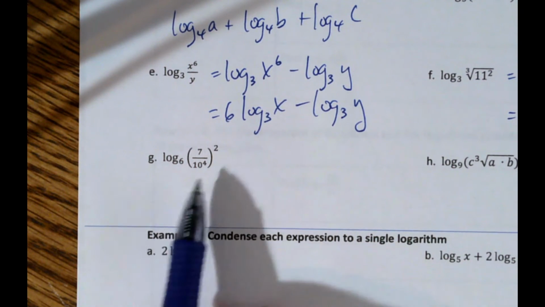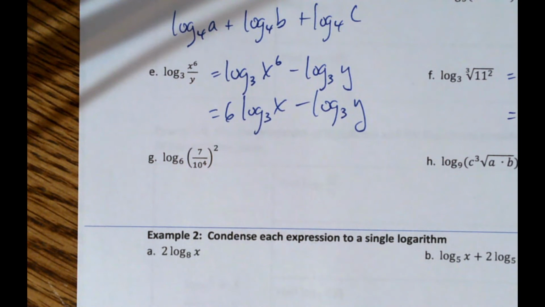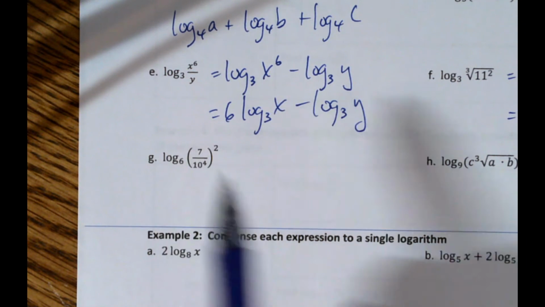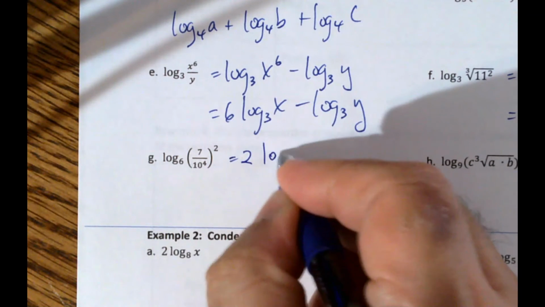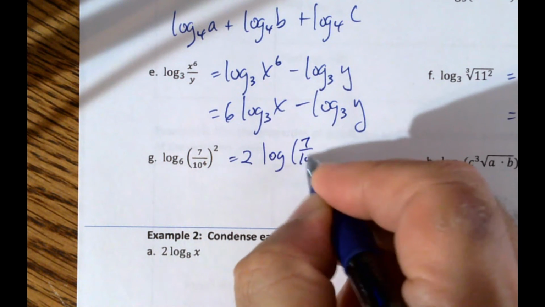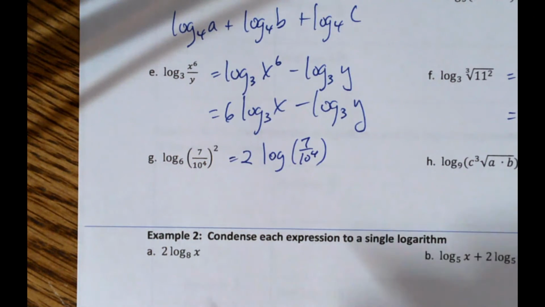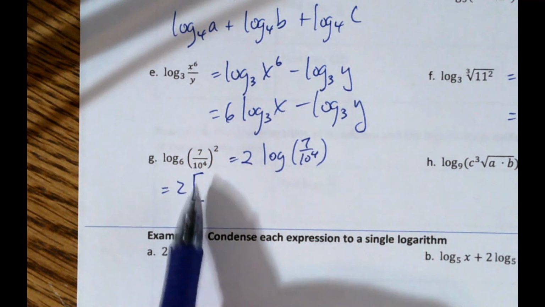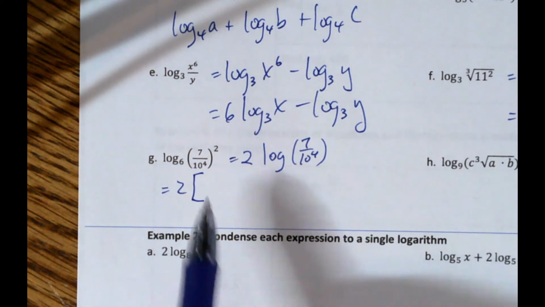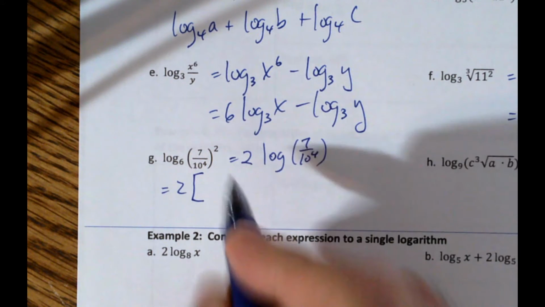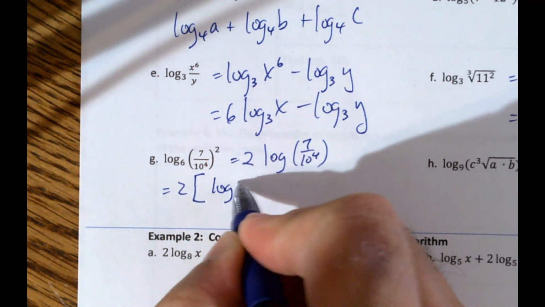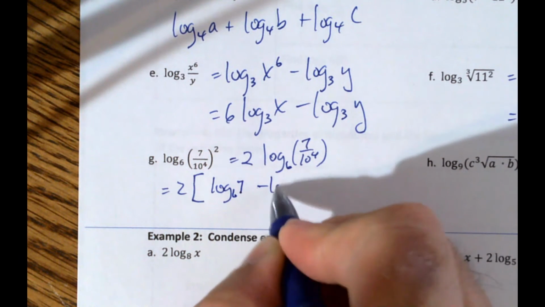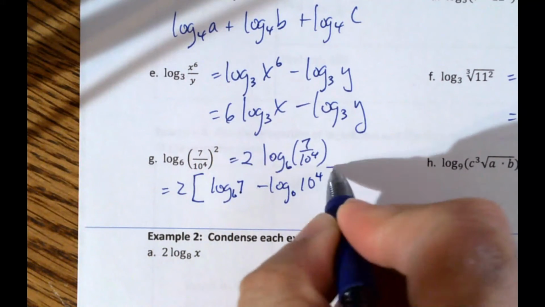Next one. So here, you can do this several different ways. I'm going to do it kind of a long way. So I'm going to deal with this exponent of 2 first. So I'm going to bring the 2 forward. So that's going to be 2 times the log of, and then it still has this fraction. Now let's rewrite that fraction. It should technically be parentheses, but I'm putting square brackets for emphasis, so that I'm multiplying 2 times whatever comes out. So that's going to be log base 6, oops, I forgot the base. So it's log base 6 of 7 minus log base 6 of 10 to the 4th.